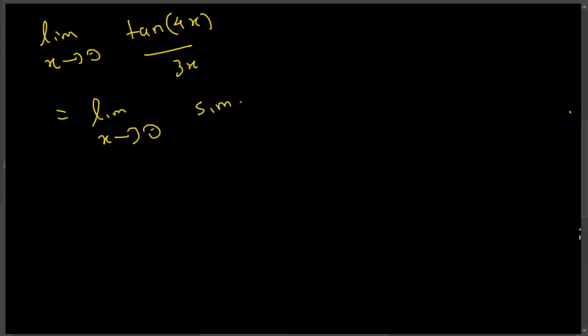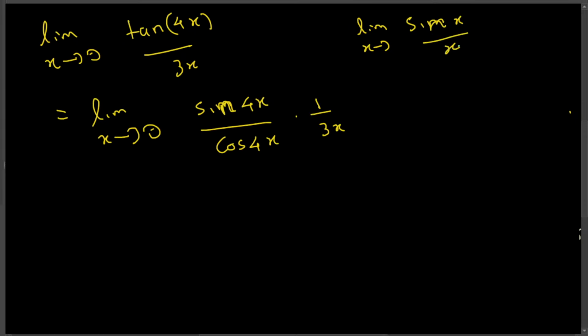If we do that, this is going to be limit x approaches 0, sin 4x over cos 4x times 1 over 3x. And whenever we have a sine function in the numerator or denominator, we always have to think, can I bring it to this pattern? Limit x approaches 0, sin x over x. If I bring it to this pattern, I can equate that one to 1.